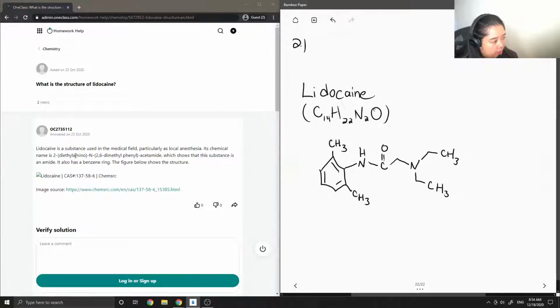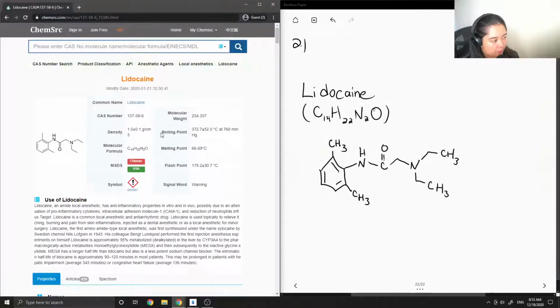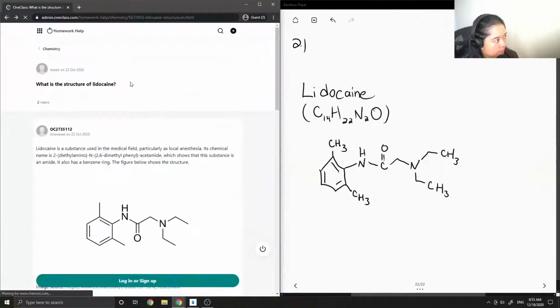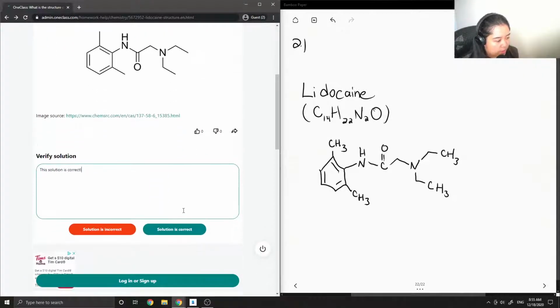So the junior tutor said, lidocaine is a substance used in the medical field, particularly as a local anesthesia. Its chemical name is 2-diethylamino-N,2,6-dimethylphenylacetamide, which shows that this substance is an amide. It also has a benzene ring. The figure below shows the structure. Yep, so they also gave a link to the structure of lidocaine. Oh, here it is. Okay, so this solution is correct.